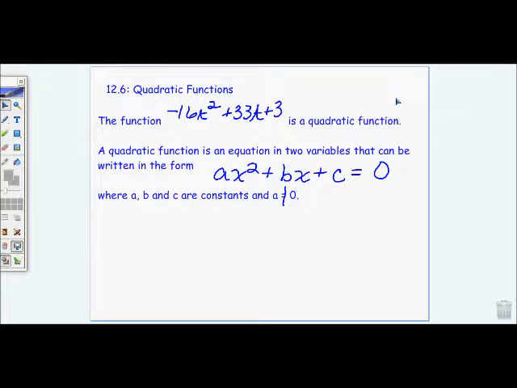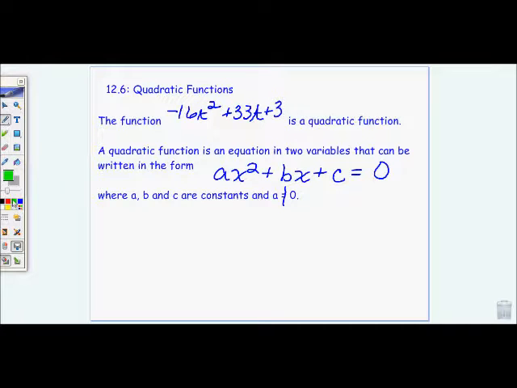Chapter 6 gets to the meat of algebra, the quadratic function. The function negative 16t squared plus 33t plus 3 is a quadratic function. A quadratic function is an equation in two variables that can be written in the form ax squared plus bx plus c equals 0. So let's identify each one of these.